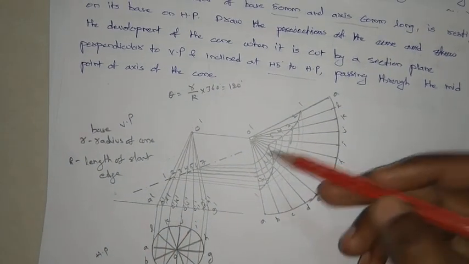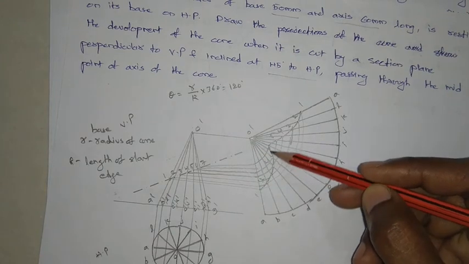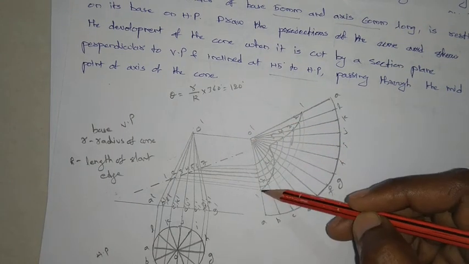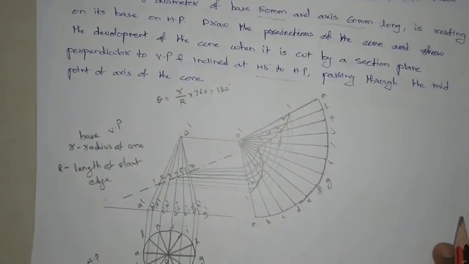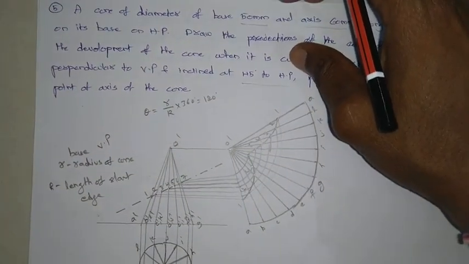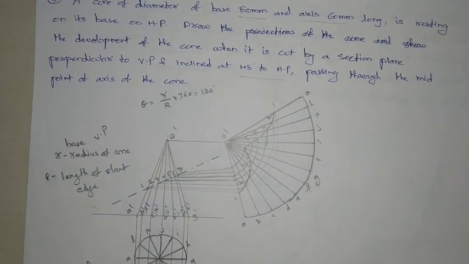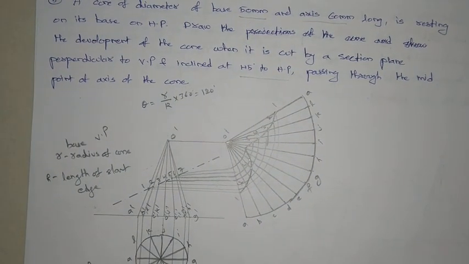Okay, now this portion is the removed portion and this portion is the remaining portion. So this is how you have to draw the development of cone which is cut by a section plane.